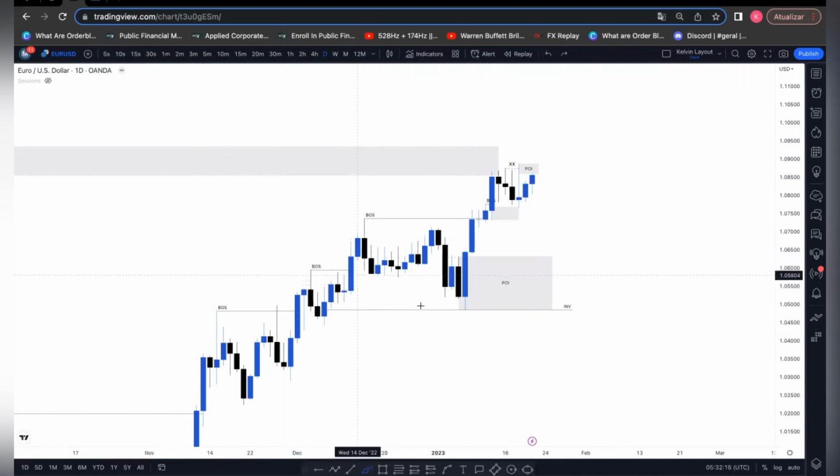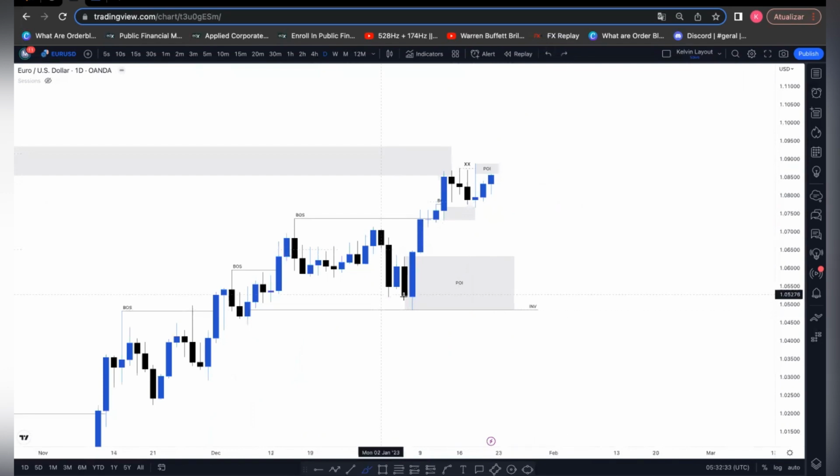We can see that all this was a void, and price came perfectly to mitigate this order block, pushed towards the upside, even came below 50%. So this was just a beautiful discount zone to buy, right? And then price continued to push towards the upside.